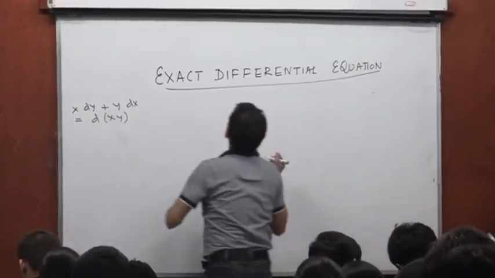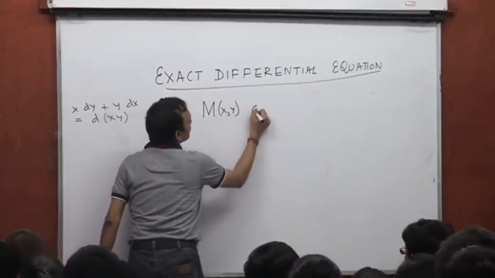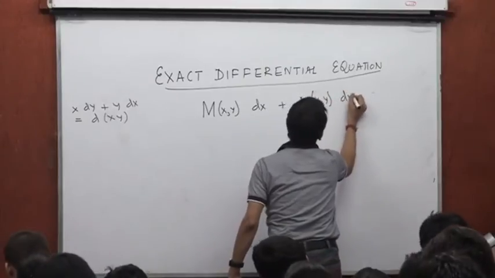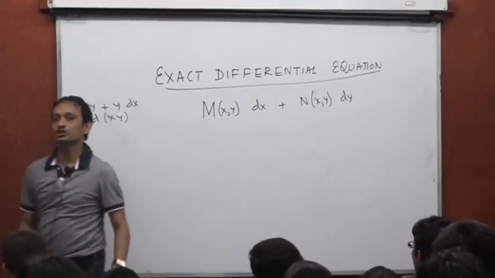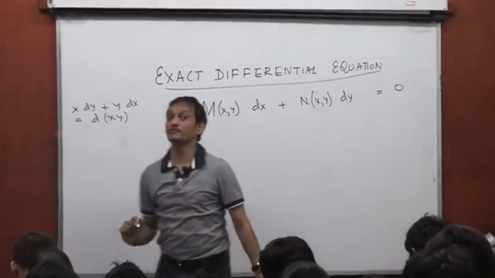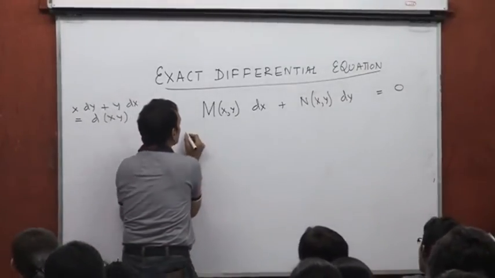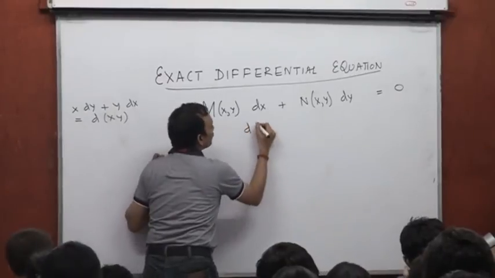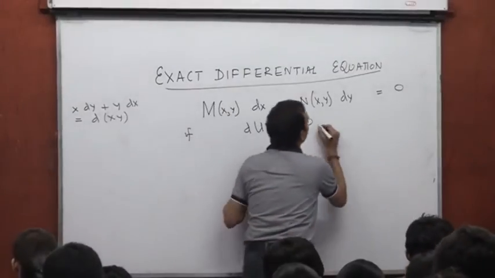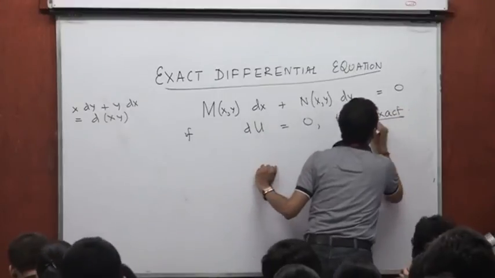So we have m, which could be a function of x and y, dx plus n, in general a function of x and y, dy equal to 0 would be an exact differential equation. Not all equations of this kind would be exact. This would be exact if it could be reduced to d of some u equal to 0. If it could be reduced to d of u equal to 0, then the above would be an exact differential equation.